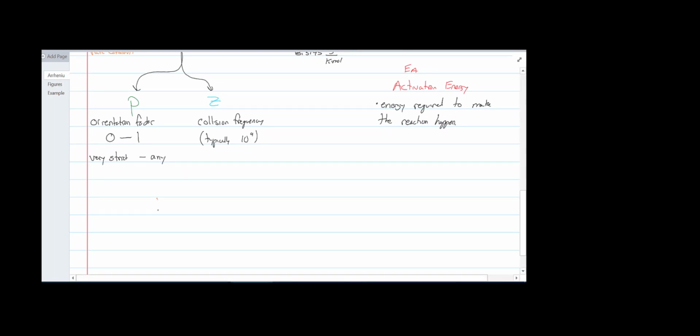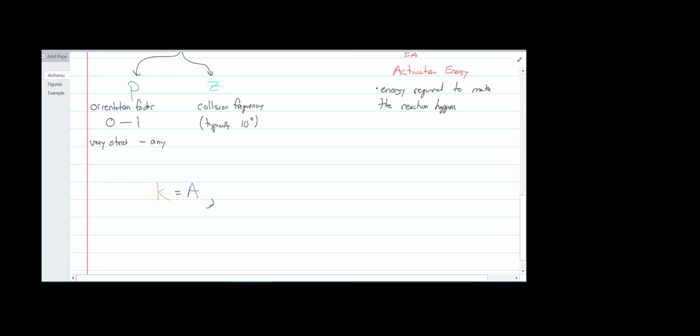Okay, so now if we go back to this form, we go back to k. It always looks like a capital K, but it's a lowercase k, equals A e to the negative EA over RT. Just like that.